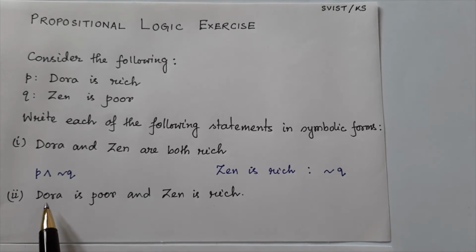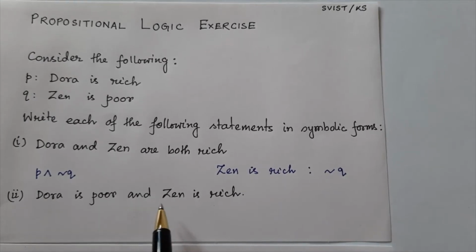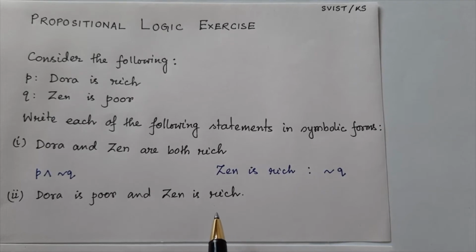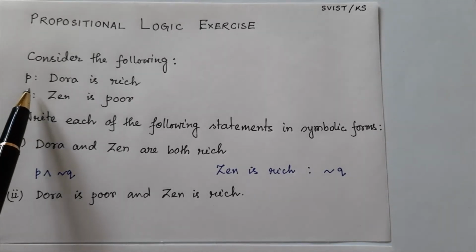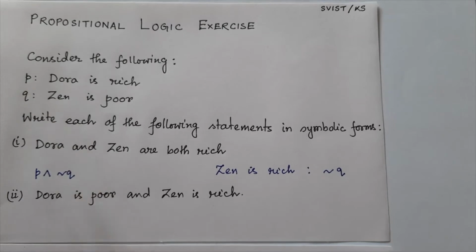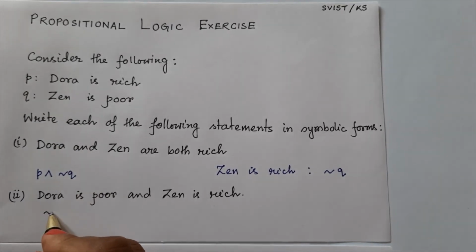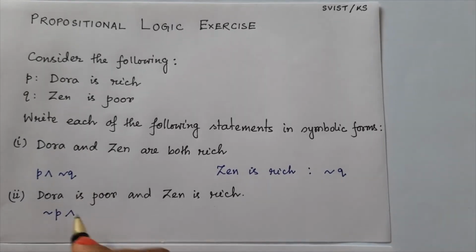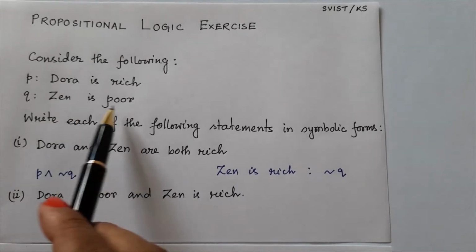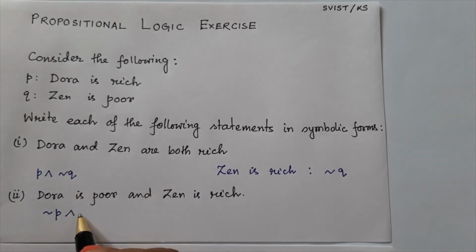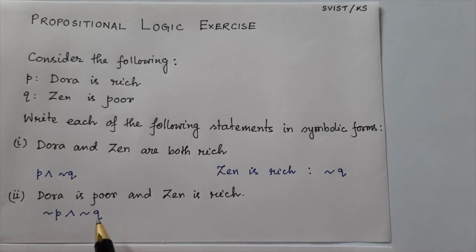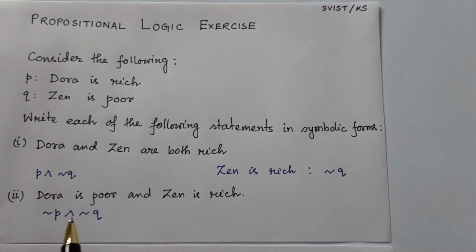Next statement is Dora is poor and Jane is rich. Dora is rich is P, Dora is poor is negation P. And Jane is poor is Q, so negation Q for Jane is rich. Therefore, the symbolic form of Dora is poor and Jane is rich is negation P and negation Q.